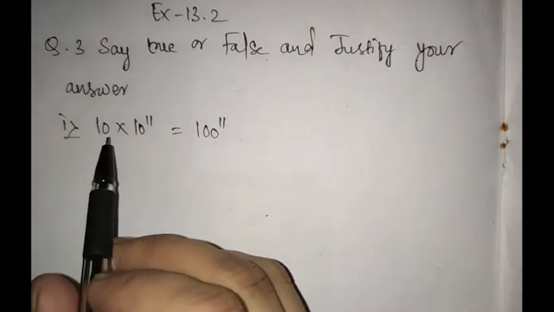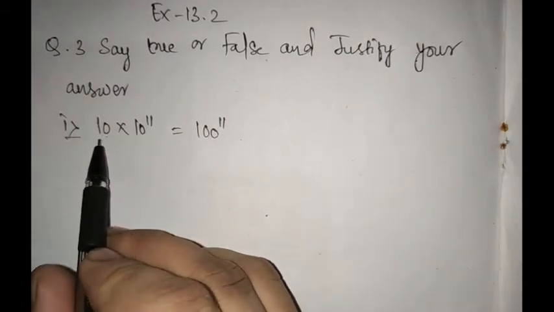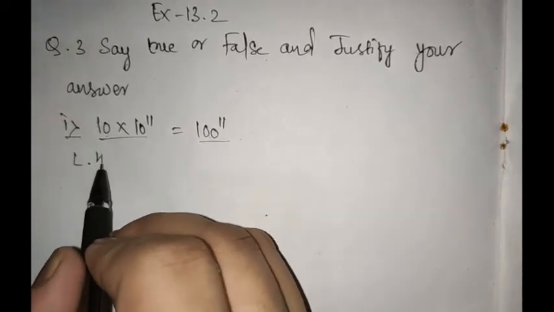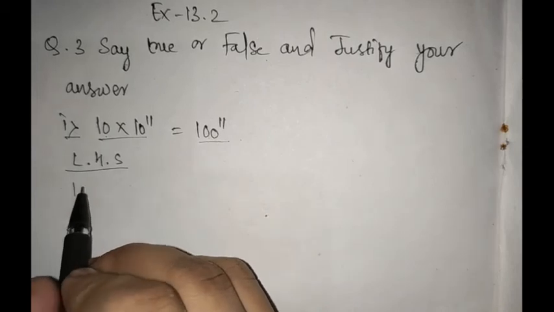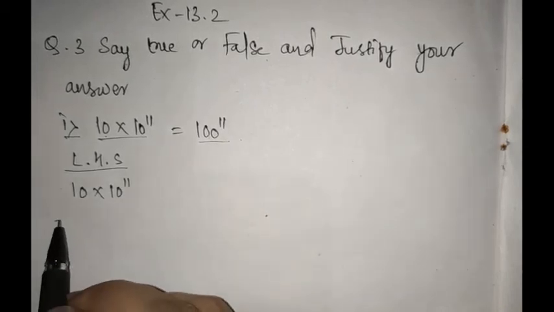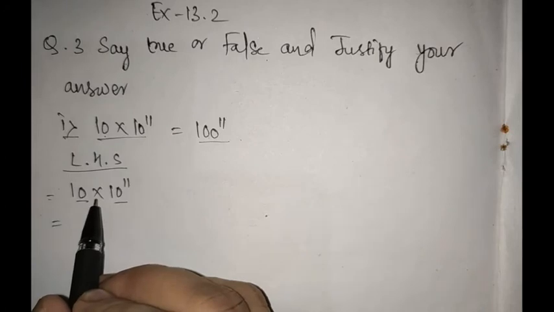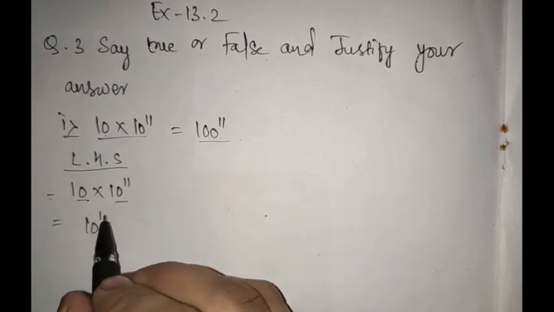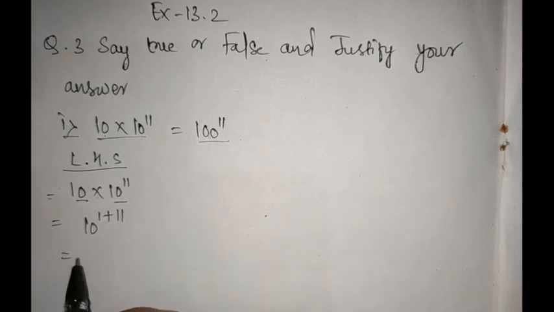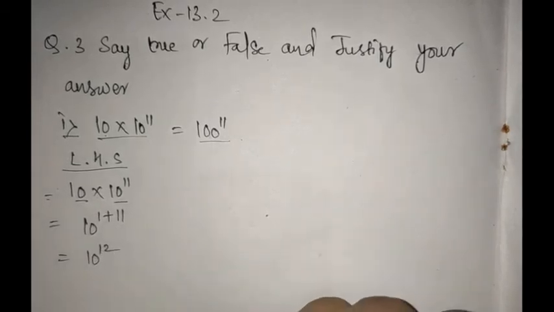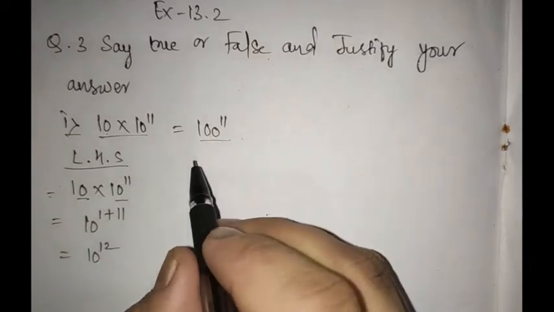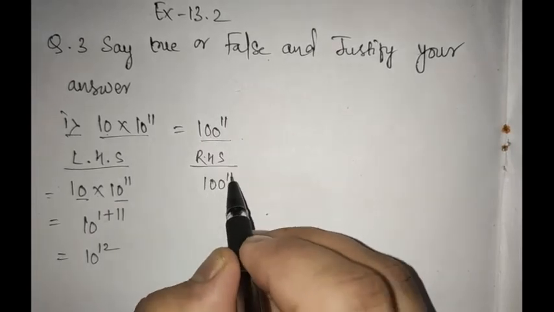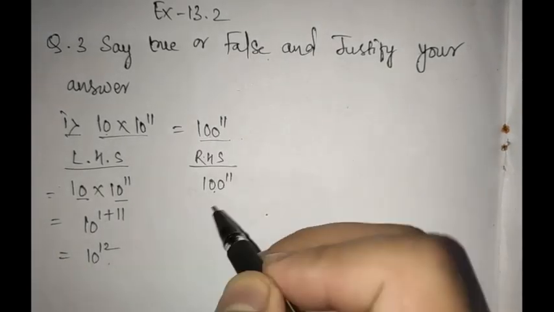Alright, so you can see here that this is the left hand side and this is the right hand side. I will be solving the left hand side part first. On the left hand side you have 10 into 10 to the power 11. You have the same base and a multiplication sign, so your exponents get added. What will happen? 10 to the power 12. You got 10 to the power 12 on the left hand side, and on the right hand side it is 100 to the power 11.